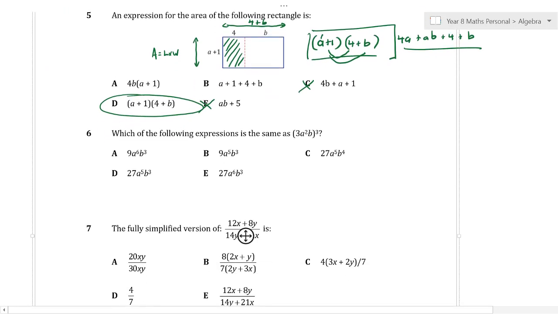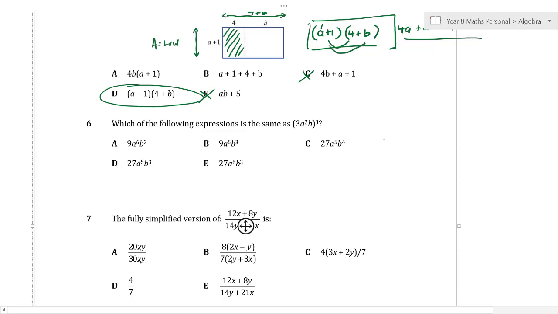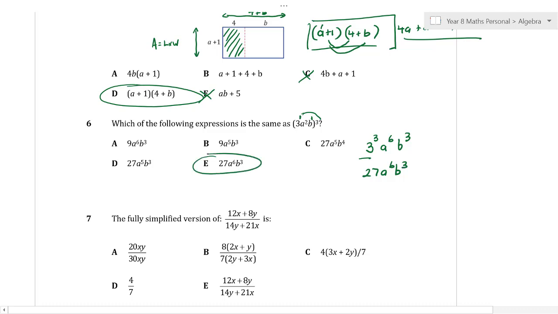Which of the following expressions is the same as this? Well, when you have your index laws, first of all, let's put a little 1 there. What do we do when they're in the brackets? We multiply the powers. So what we're going to do is each one of those terms: 1 times 3 is 3. 2 times 3 is 6, so that's a to the power of 6. And there's a little 1 there as well for b, so that's b to the power of 3. Now, of course, we simplify 3 cubed as 27, a to the power of 6, b to the power of 3. So that answer is E.